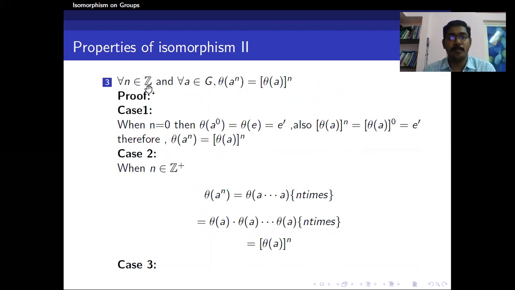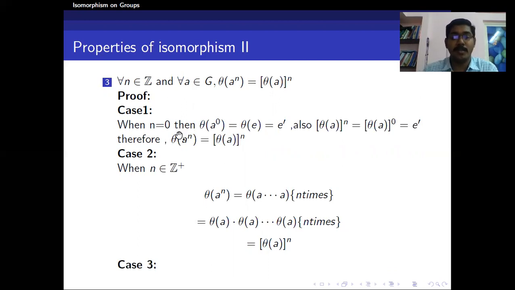Next property of isomorphism, a very important and obvious property. For all n belonging to Z and for all A in G, theta of A power n is equal to theta of A whole to the power n. Here we have taken three cases. First, n is 0. Second, n belongs to the set of all positive integers. And third case, n belongs to the set of all negative integers.